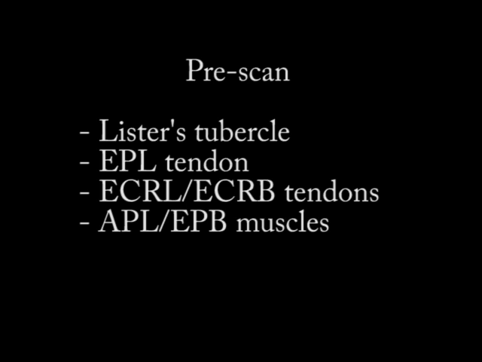Then with my pre-scan, as I've alluded to, I want to identify Lister's tubercle because that'll help me identify the extensor compartments. As I mentioned, the ECRL, ECRB tendon compartment is just radial to Lister's tubercle. For what it's worth, the extensor pollicis longus tendon is just ulnar to Lister's tubercle. And then we want to identify that first compartment, often at the level of the intersection syndrome.